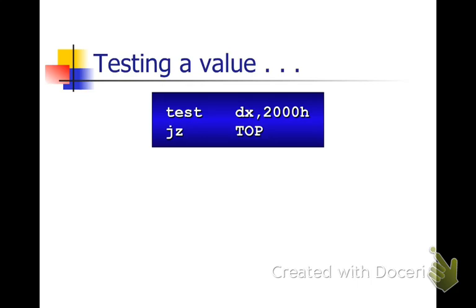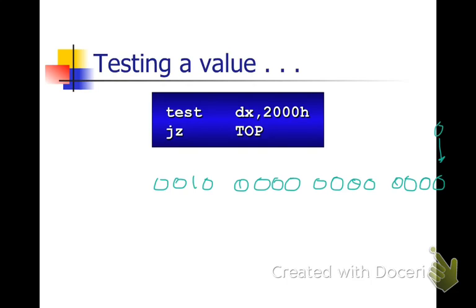Okay, so test DX, 2000. What is this going to do? Well, let's kind of draw it out. I'm going to, in particular, draw out the mask. Okay? And remember, this was bit 0, 4, 8, 12, so this bit is bit 13.